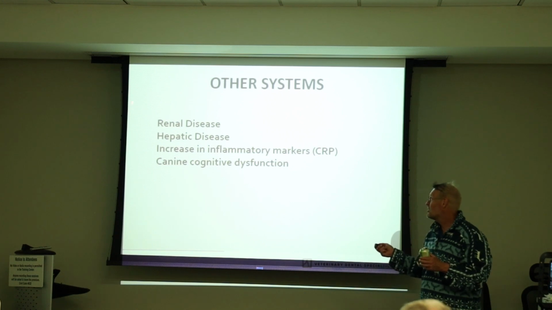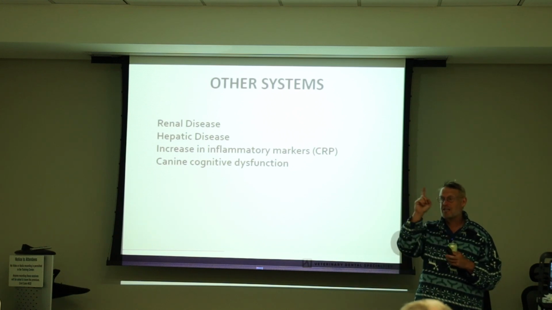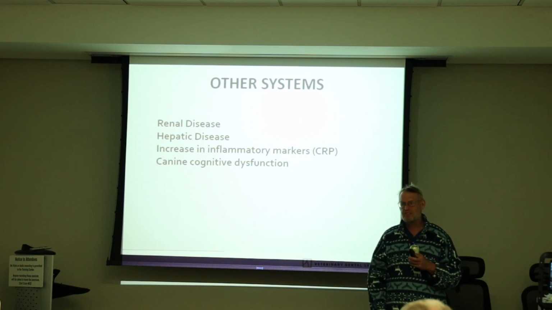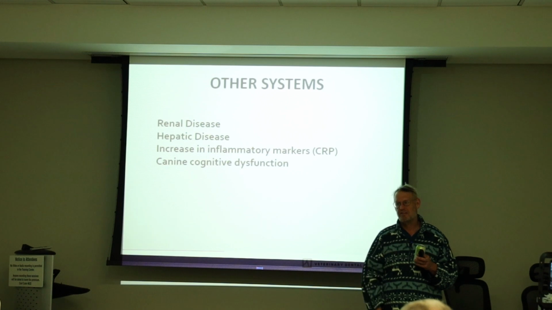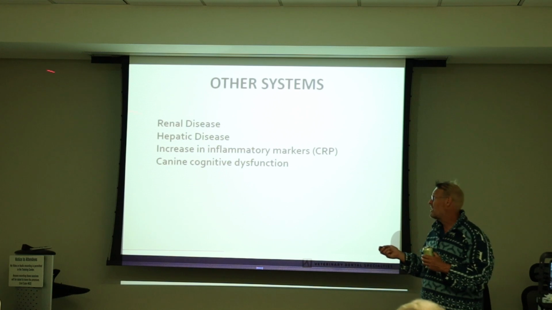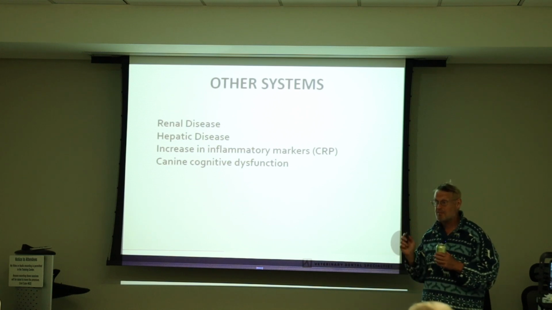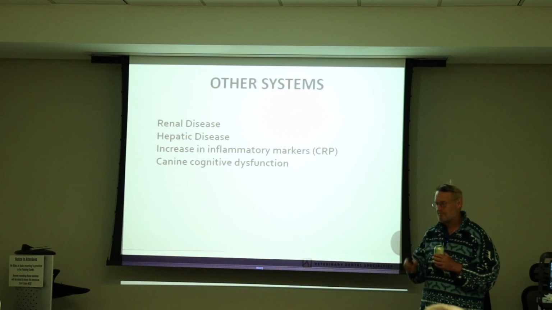There are dogs and cats. There are studies. The number 1 risk factor for chronic kidney disease in cats is severe dental disease. The number 2 risk factor for chronic kidney disease in cats is moderate dental disease. Then it's age, and then it's diet and vaccination status. So periodontal disease is highly linked to renal disease in dogs, people, and cats. Hepatic disease, dogs and people.